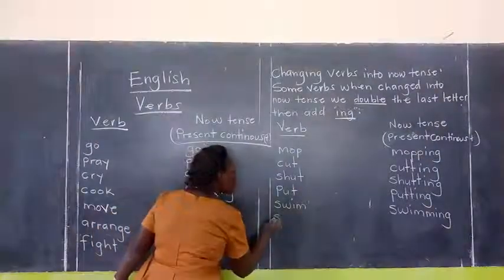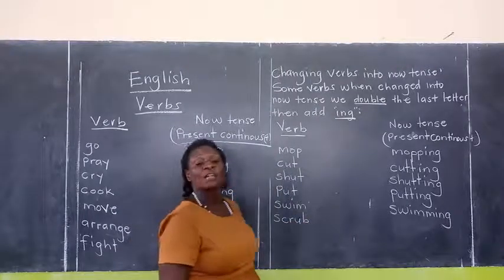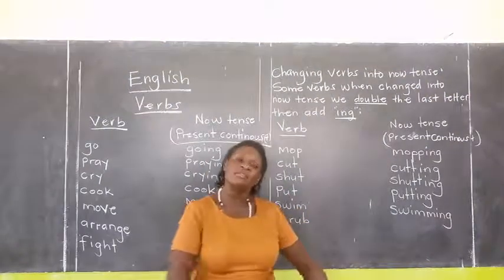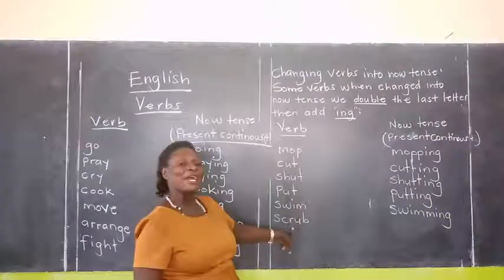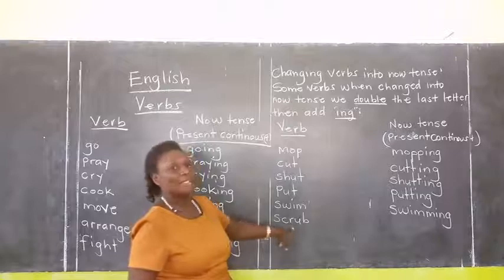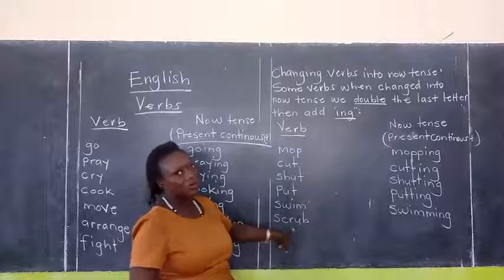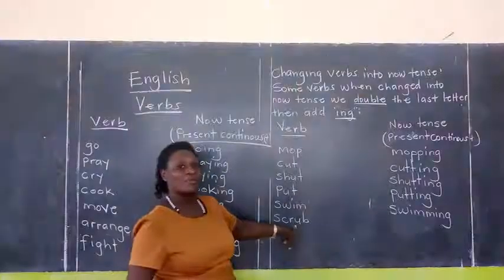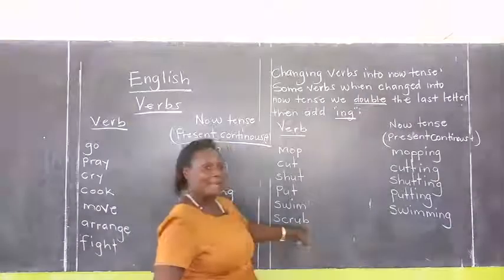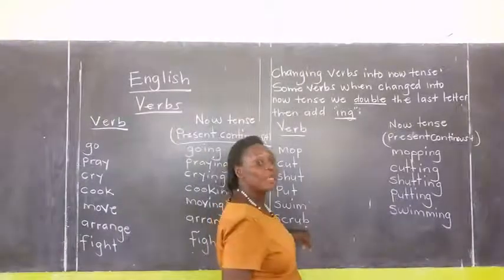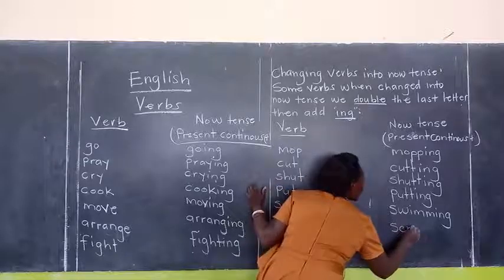We also have scrub. To scrub. You get a brush and water, then you begin scrubbing. What about when we are changing it into now tense? When the act is going on at that particular moment, it doesn't remain scrub. It changes into scrubbing. We double the last letter. Our last letter is B. We are going to double it. Then we add ing. We are going to have scrubbing.